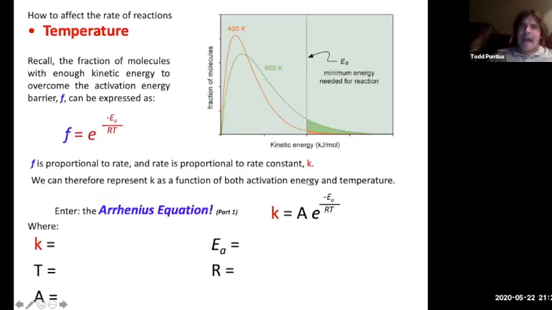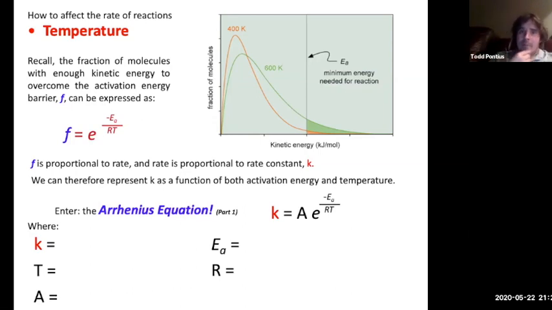Now then, how does temperature affect reaction rate? We already discussed this from a qualitative standpoint. We know that if we increase the temperature, then we have more kinetic energy. More kinetic energy means higher energy collisions. Higher energy means more of a chance of overcoming that activation energy barrier and making a product.